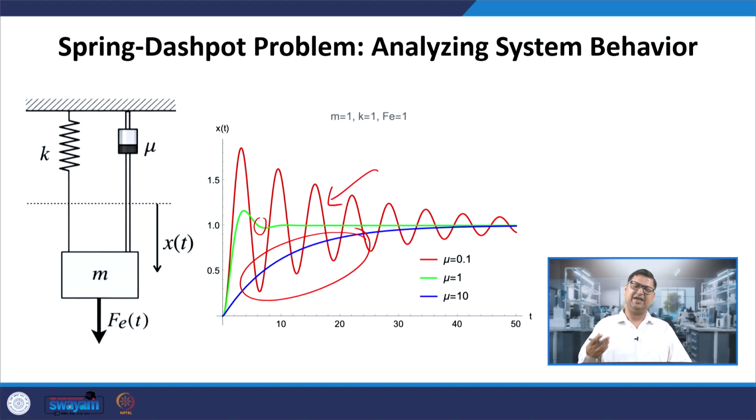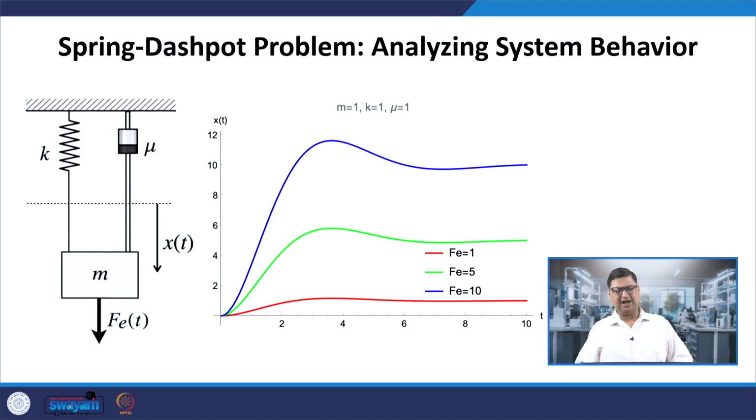A higher value of k will make the spring more stiff, and it will reduce the final displacement of that spring. You see here I am changing mu, but the final position is more or less the same. So the final x is not changing. What is changing is the magnitude of the oscillation, right? So k dictates the magnitude of the displacement, and mu dictates the magnitude of the oscillations or the damping of the system.